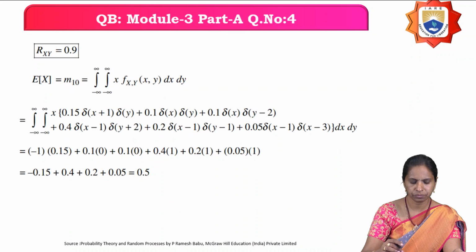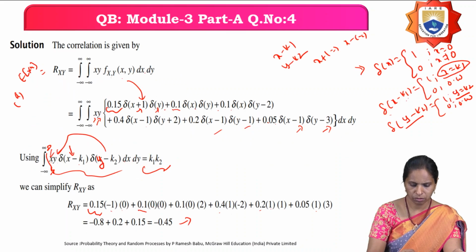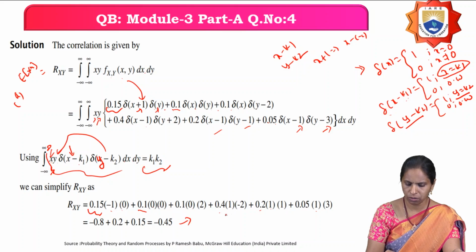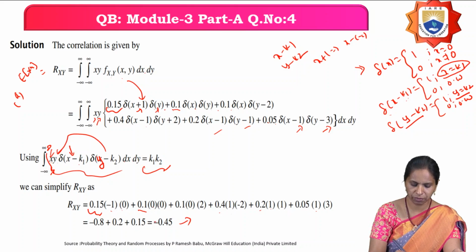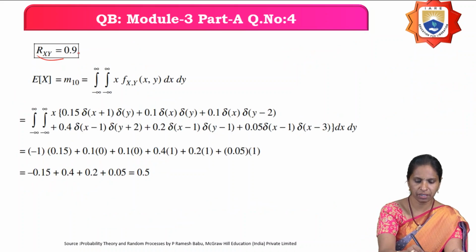Then, so what can happen here? This is here 0. It is also 0. So, minus 0.8 plus 0.2 plus 0.05 into 3, nothing but 0.15. So, here 0.35 minus 0.8, nothing but minus 0.45. What is the answer here? Rxy is equal to what? Minus 0.45. This is the answer. This is the first bit.